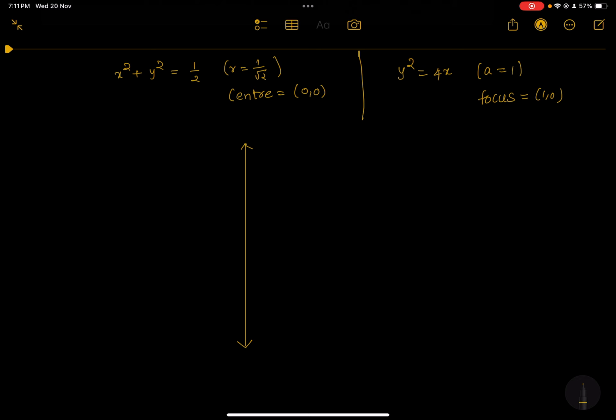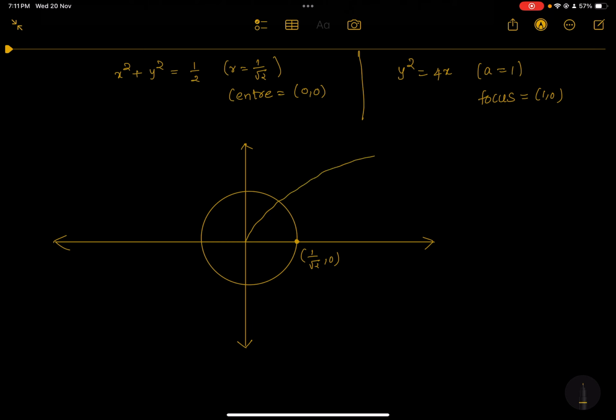So this is y-axis, and let's say here we have x-axis, and this is the circle. Since the radius is 1 by root 2, this point will be 1 by root 2, 0, and now we have a parabola like this. So this parabola is y square is equal to 4x. The focus of the parabola lies somewhere here, 1, 0.